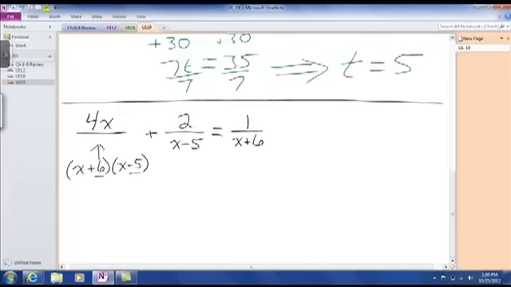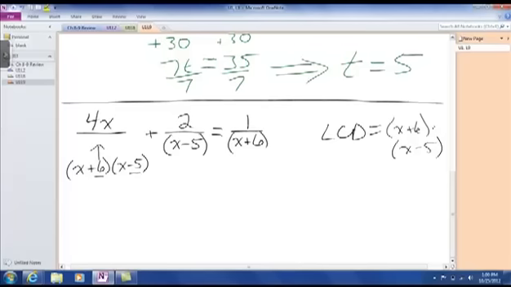Alright, well now, you see, I've got an x minus 5 in this fraction, and I've got an x plus 6 in this fraction. Well then my LCD should just be x plus 6 times x minus 5, because I could get that from either of the other two fractions. They each share one of those factors. Okay, so if my LCD is that, x plus 6 times x minus 5, sorry about that, then let's multiply everything by that LCD and see what happens.